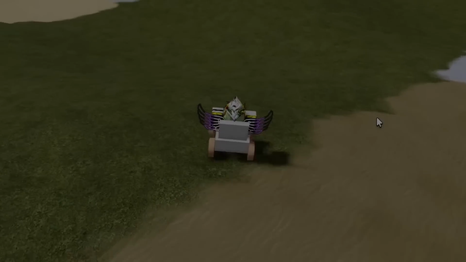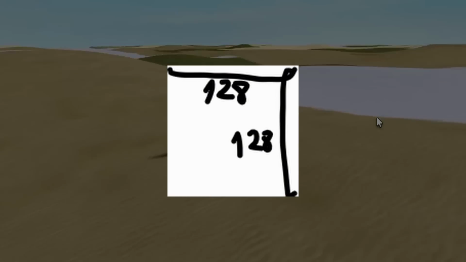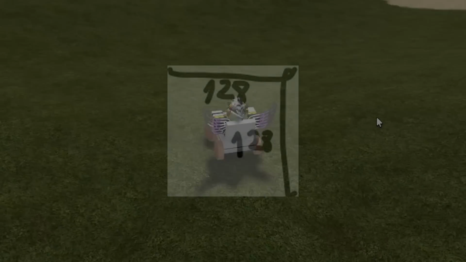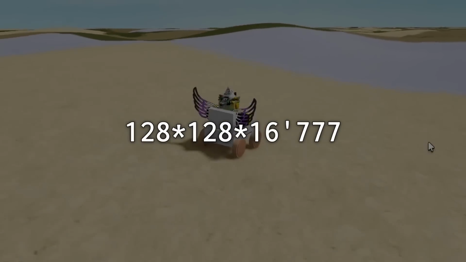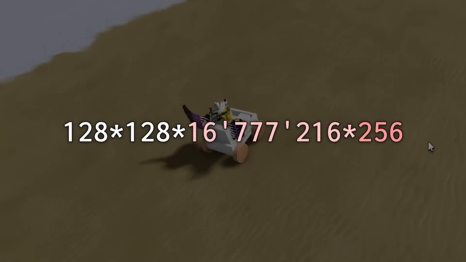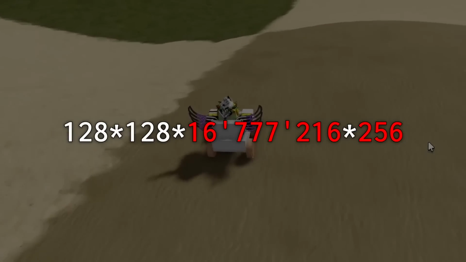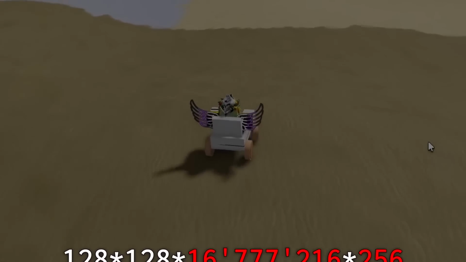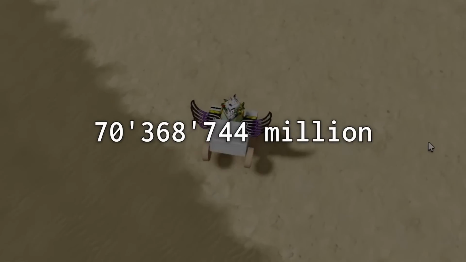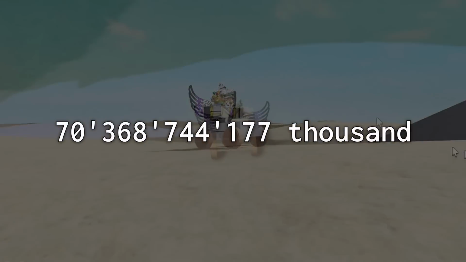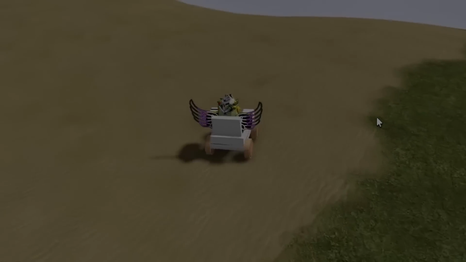Now for faces. So faces are actually just a 128 by 128 texture, so you can just use the same calculations as we did for classic shirts. Multiply 128 by itself, and then still, because there's 16,777,216 color values, along with 256 transparency values, as I said before, you just multiply that by those 2 numbers. This gives us a total of 70,368,744,177,664 faces.